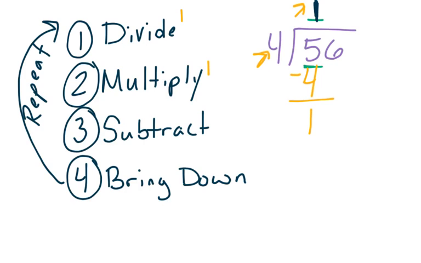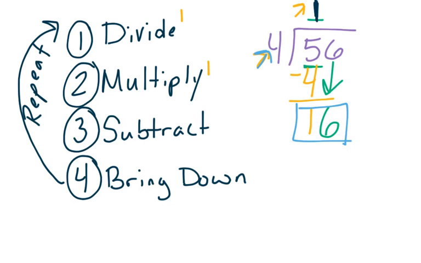And I get 1. That means I have 1 ten left over. My next step is to bring down my next place value. Now I have to divide again. And what I'm dividing into is this number down here. And I'm dividing my 16 divided by my divisor.